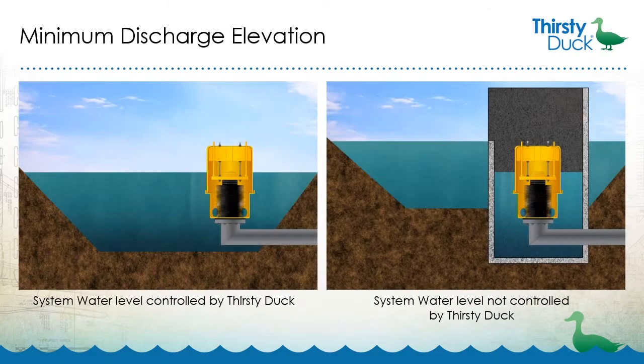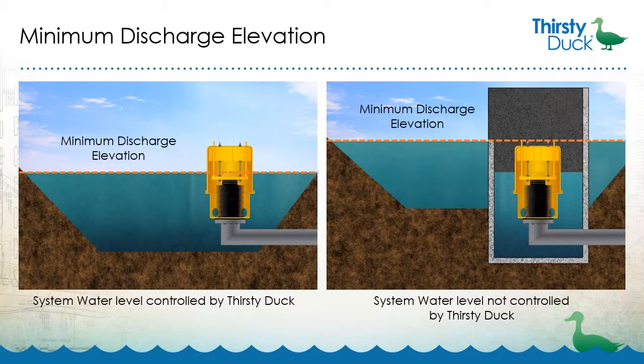The diagrams on the screen illustrate the minimum discharge elevation when Thirsty Duck controls the system water level, and when Thirsty Duck does not control the system water level.